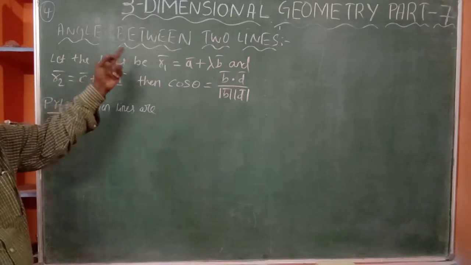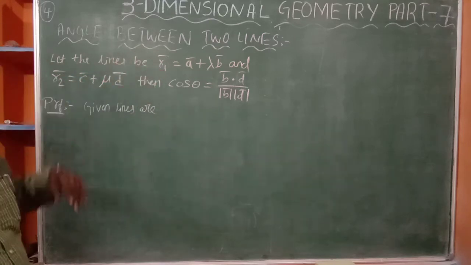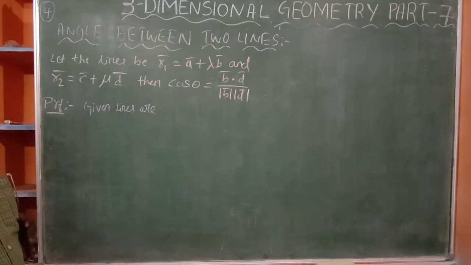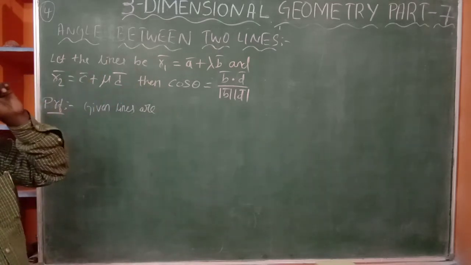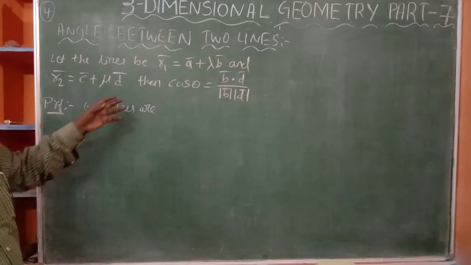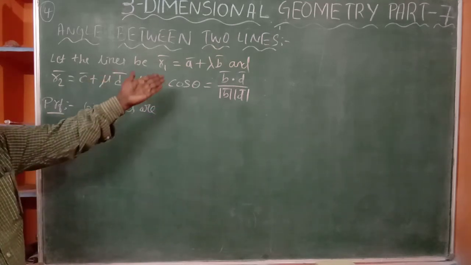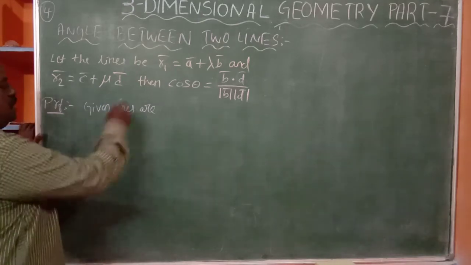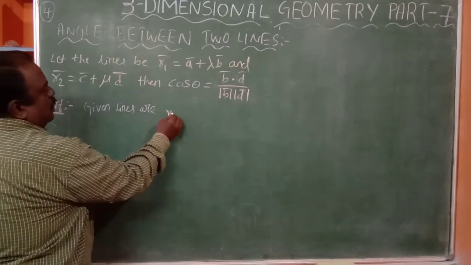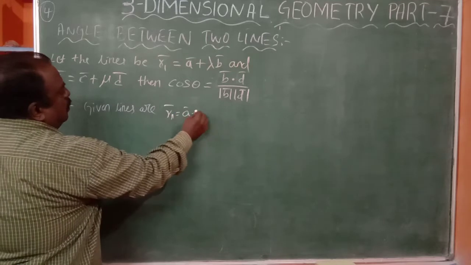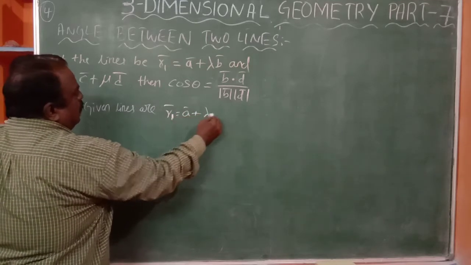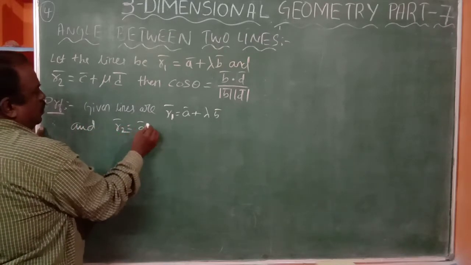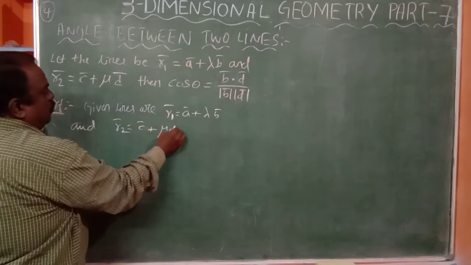Let the lines be R1 bar is equal to A bar plus lambda B bar, and R2 bar is equal to C bar plus mu D bar. In the vectors, it is clearly given. Then what about cos theta, the angle between the two lines? Cos theta is B bar dot D bar by mod B bar mod D bar. How? We will see. Proof: given lines are R1 bar is equal to A bar plus lambda B bar, and R2 bar is equal to C bar plus mu D bar.